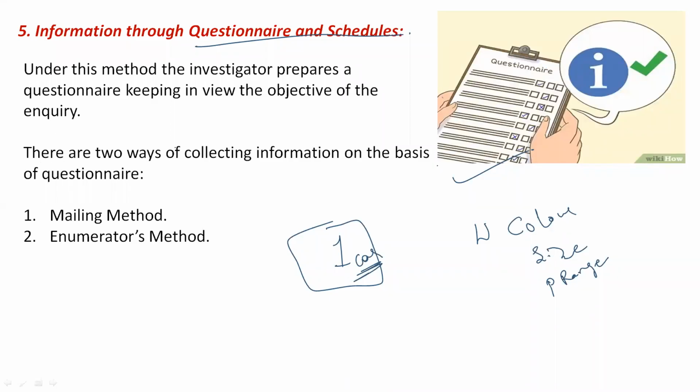Then there are two ways of collecting information on the basis of a questionnaire, right? So the questionnaire can be sent to the general public by actually two methods. The first method is the mailing method and the second method is the enumerators method. Let us discuss them one by one.